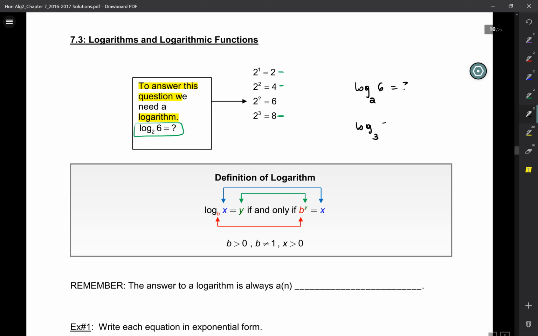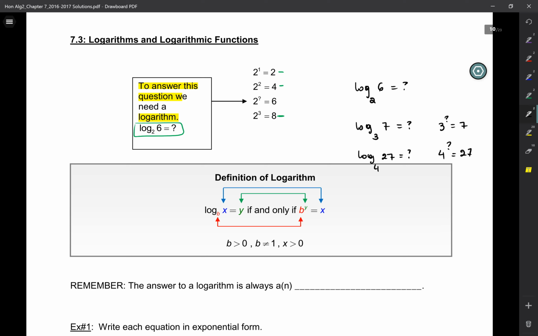So what if we saw this one? Log base 3 of 7 equals what? What question are they asking us? 3 to the power of what equals 7, right? That's the question they're asking. If I have log base 4 of 27 equals what, what question am I asking? 4 to the power of what equals 27.